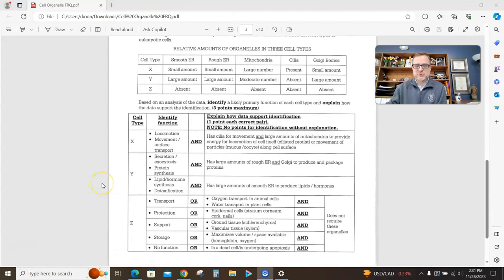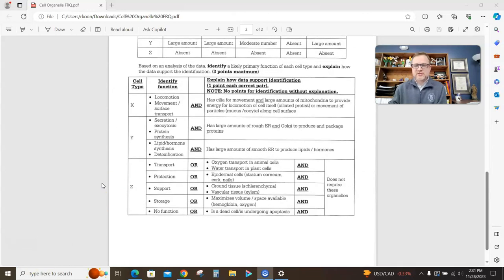Okay, so scrolling down, let's look at what they took. And notice you had to identify a function and the explanation to get the point. So for cell X, look what they took. So locomotion or movement as a function. For the explanation, the thing about this question was you had to say some very specific things to get the full point. So for locomotion, you had to say that it has cilia for movement and lots of mitochondria to provide the energy. You can't just say the cilia or the mitochondria, you had to say both.